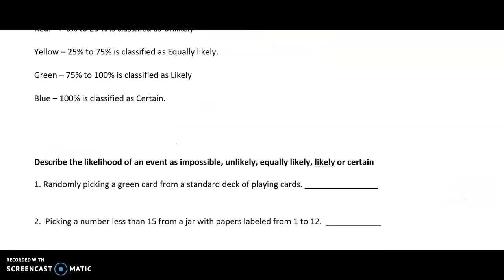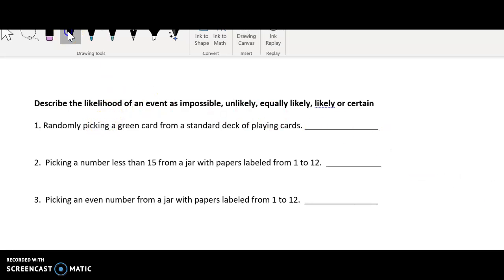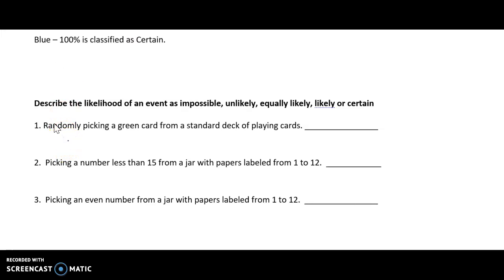And it will say describe, and this is where you are going to describe the likelihood of an event as impossible, unlikely, equally likely, likely, or certain. So, pick a green card. Well, there's not a green card, so that is impossible.